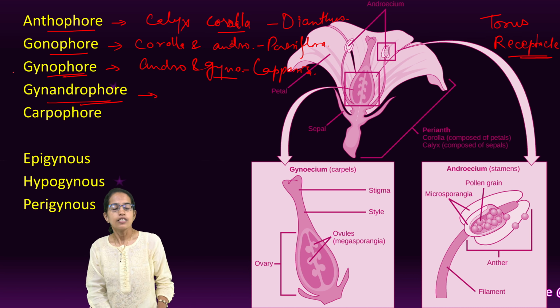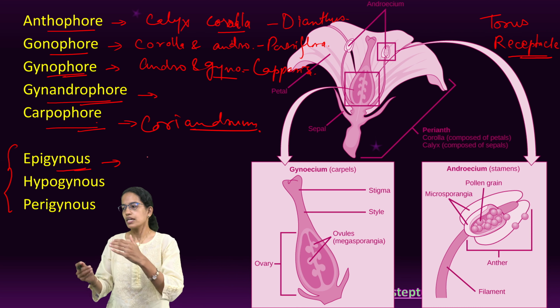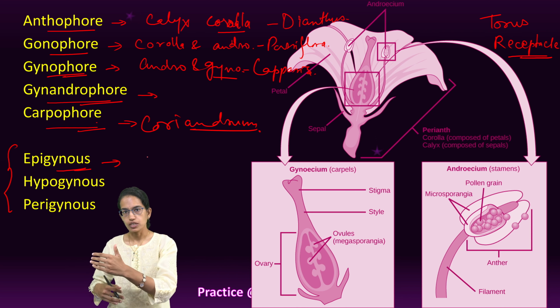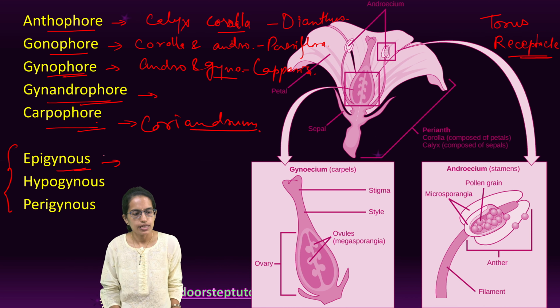Epigynous is where the ovary is actually inferior. That means it is placed below the other whorls. A good example is guava. The next is hypogynous, in which the ovary is superior. That means it is placed above the other whorls. China rose is a good example for that.